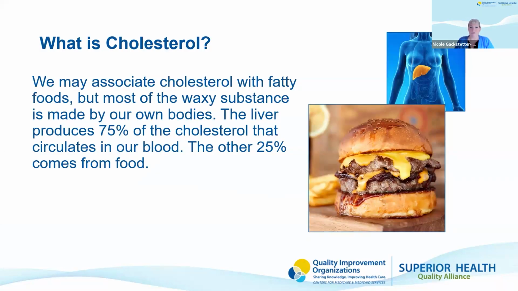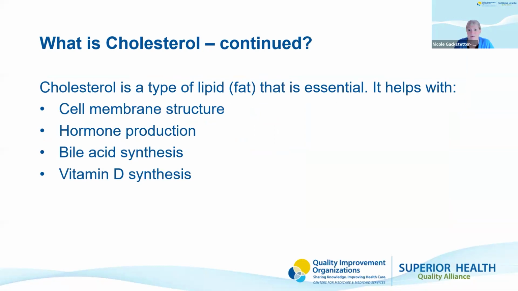So, what is cholesterol? Well, we may associate cholesterol with fatty foods, but really most of the waxy substance in our system is made by our own bodies. The liver produces 75% of the cholesterol that circulates in our blood, and the other 25% comes from food. Cholesterol is a type of lipid fat that's essential for building cells and producing certain hormones in the body.